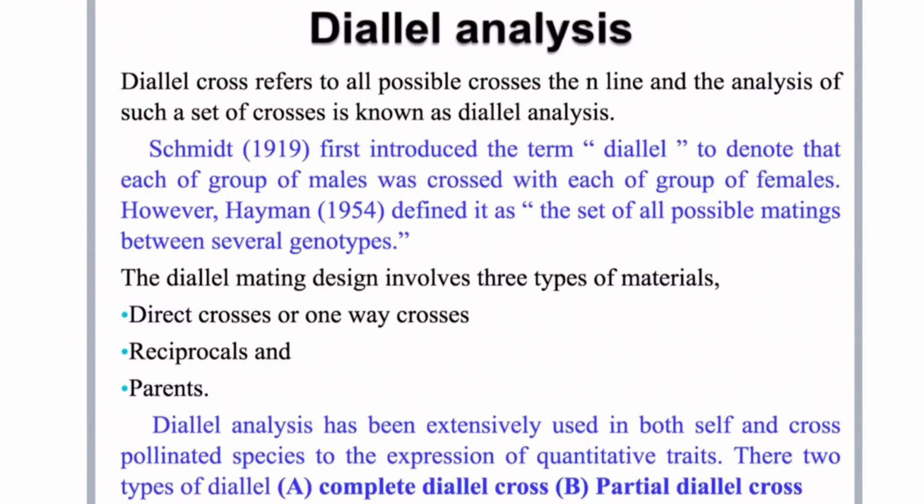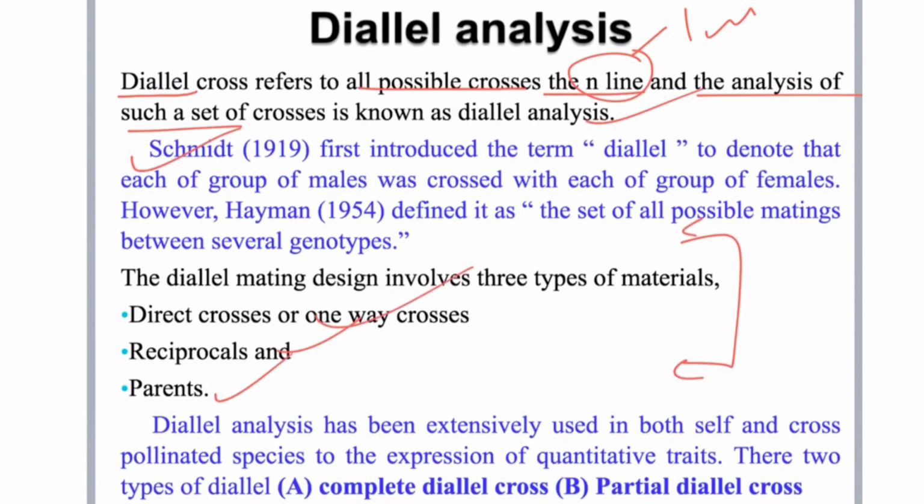So let's start with the term diallel. The term diallel was first given by Schmidt in 1919. Diallel means each inbred line can act as a male or female in a cross during the two-way crosses or reciprocal crosses. So, diallel cross refers to all possible crosses. The line means inbred line, and the analysis of such a set of crosses is called diallel analysis. Okay, now the diallel mating design involves three types of materials: direct crosses, reciprocals, and parents.